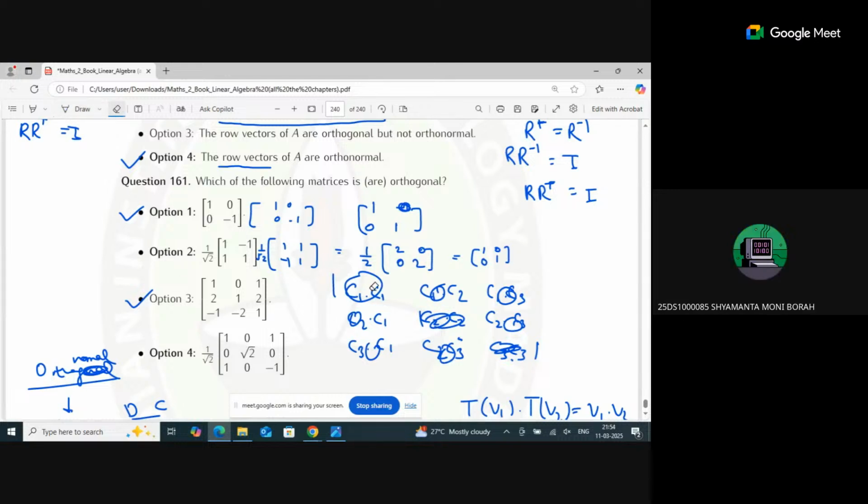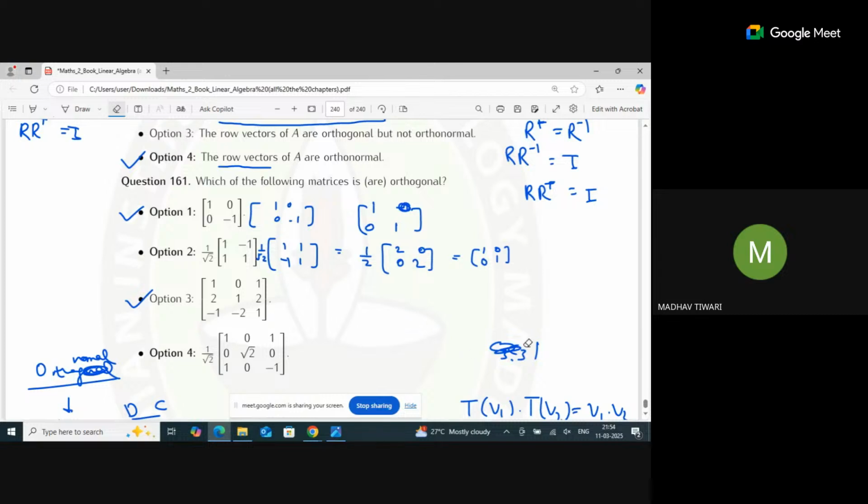Sir, we can check A transpose into A also, right? Yeah, you can also check that, or you can check both if you want to.